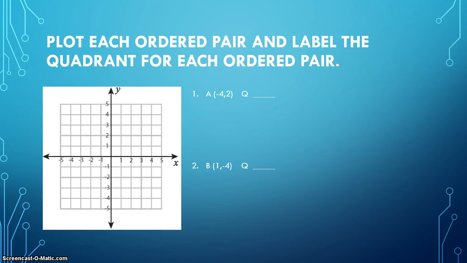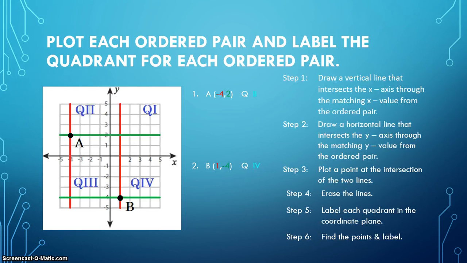Alright, welcome back. I'm going to go ahead and pop up the answers now. As you can see, point A, -4, -2, is in the top left-hand corner in quadrant 2. And as you can see, the point right there, I left the horizontal and vertical lines just to show you how I did it. And I also have the steps to the left, step 1 through 6. Steps 1 through 4 are plotting the point. Step 5 is about leaving the quadrants, and step 6 is finding out which quadrant goes with the point.